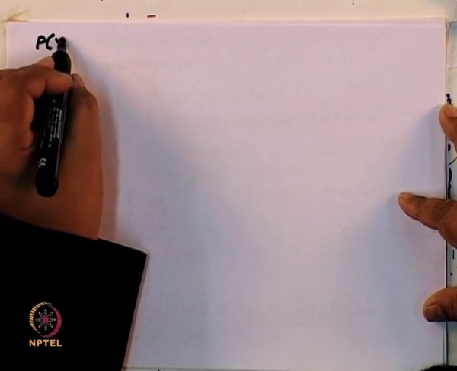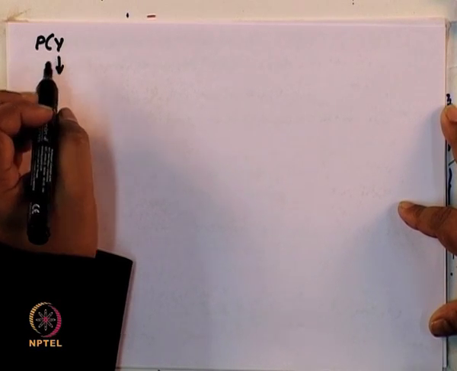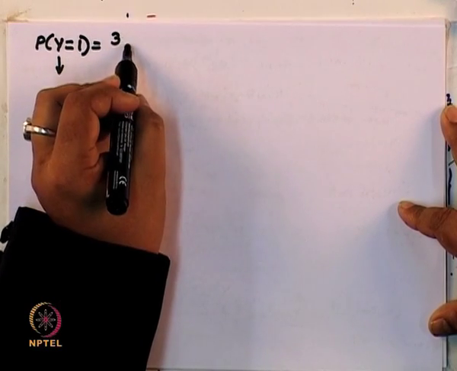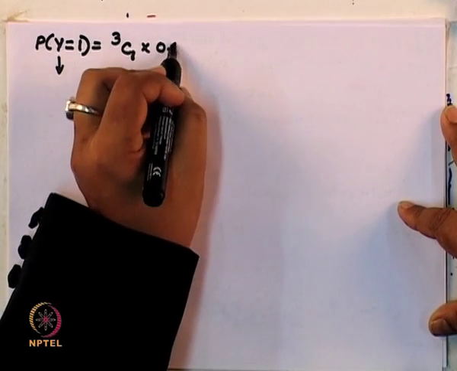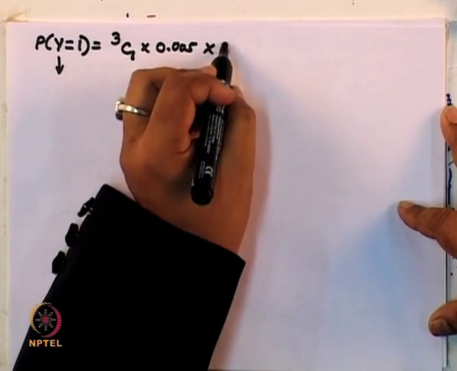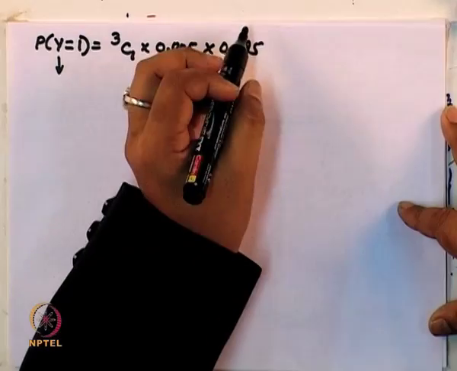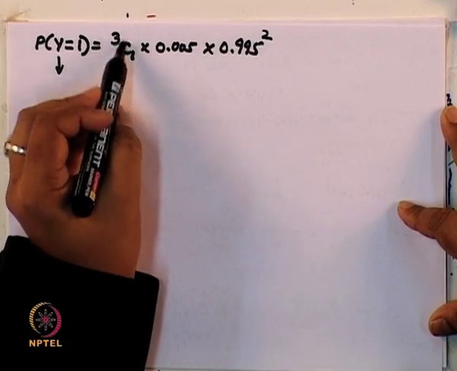So, what is the probability that I have to return 1 package from 3 packages? Let Y be the random variable for the number of packages returned. We need to calculate probability Y equal to 1. The total number of packages is 3, so 3C1 into 0.005 into 0.995 squared. Okay, so this is how you do it. n equal to 3.